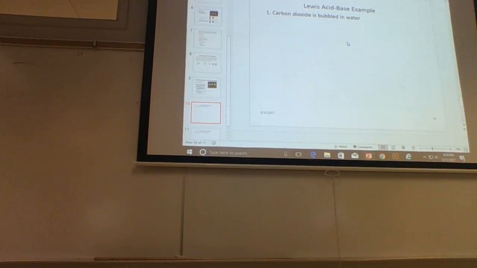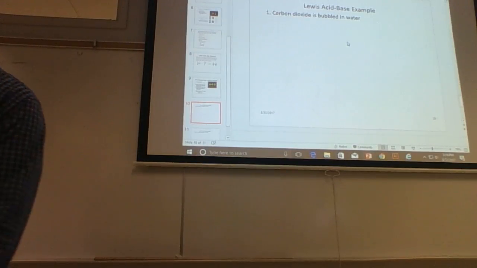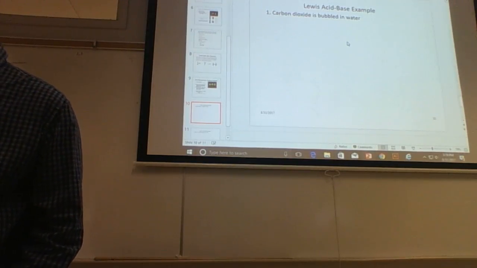Carbon dioxide is both a Lewis acid and a Lewis base. And same thing with water. Water is both a Lewis acid and a Lewis base. And the way we figure it out is this. Lewis bases are electron pair donors.